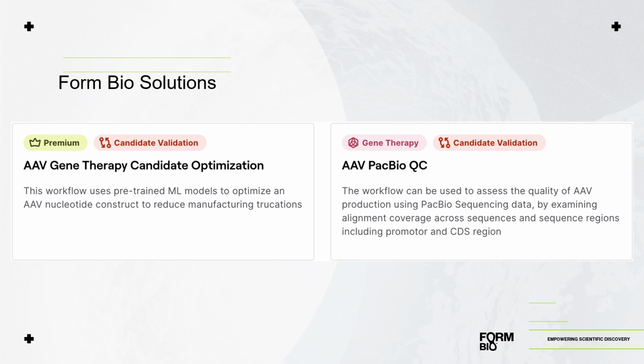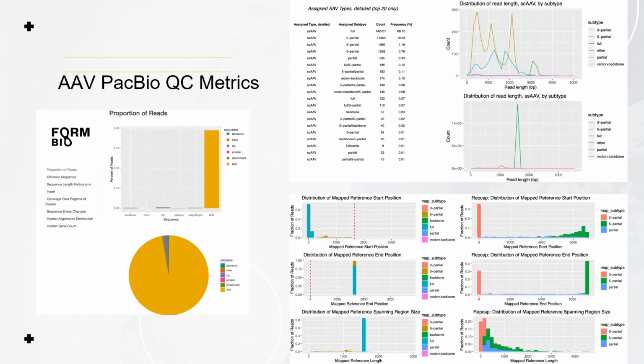The AAV PacBio workflow aims to characterize, as Liz was saying previously, the AAV PacBio sequencing dataset and produce metrics and visualization reports. As an example here, you can see on the left side some information about the distribution of the reads. It's really important after the sequencing to understand if my reads were mapping basically to the backbone, to the transgene, if I have a full construct versus a partial construct, if I have chimeric reads, and understanding where those chimeric reads are coming from in order to optimize the manufacturing process.